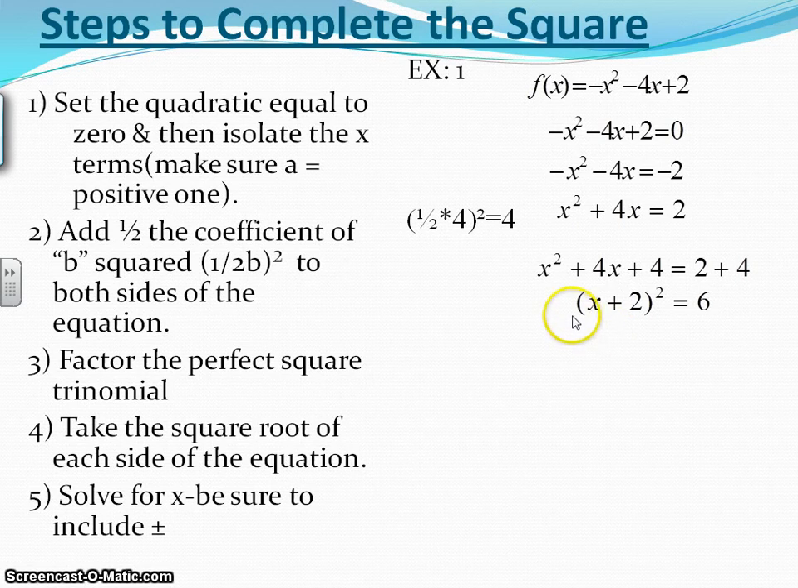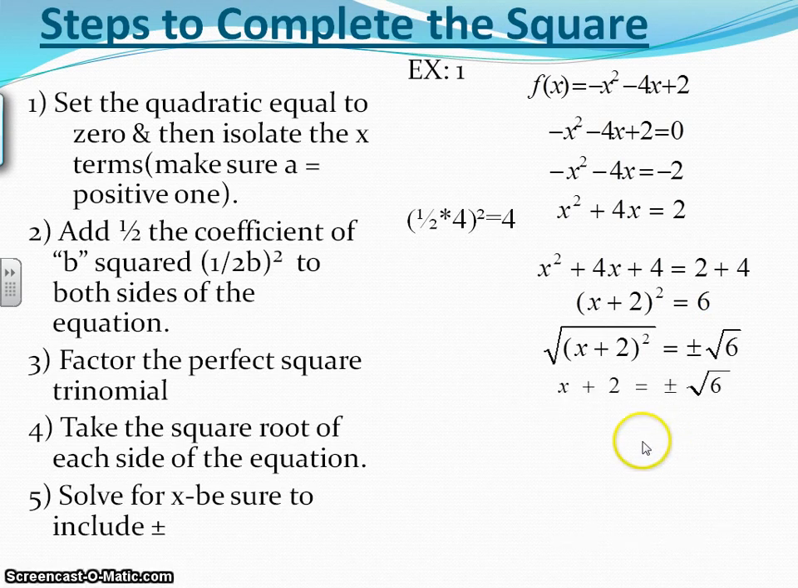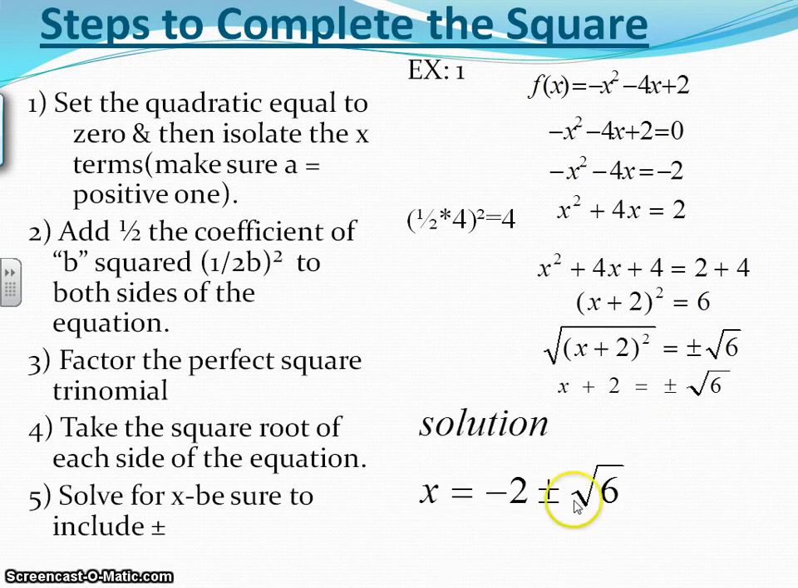Step 4, we take the square root of each side of the problem, giving us two values on the right-hand side, positive and negative radical 6. The last step we do is get x by itself by subtracting 2 from each side, giving us a solution that x equals negative 2 plus and minus radical 6. We've attained two real, irrational, and unequal roots, which means that the original quadratic could not be factored.